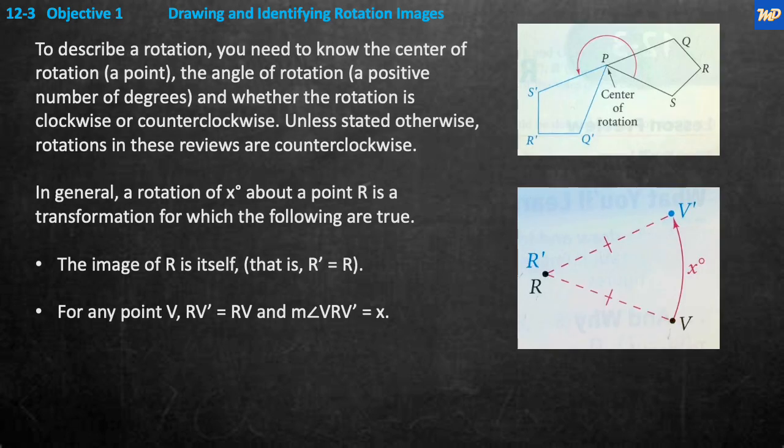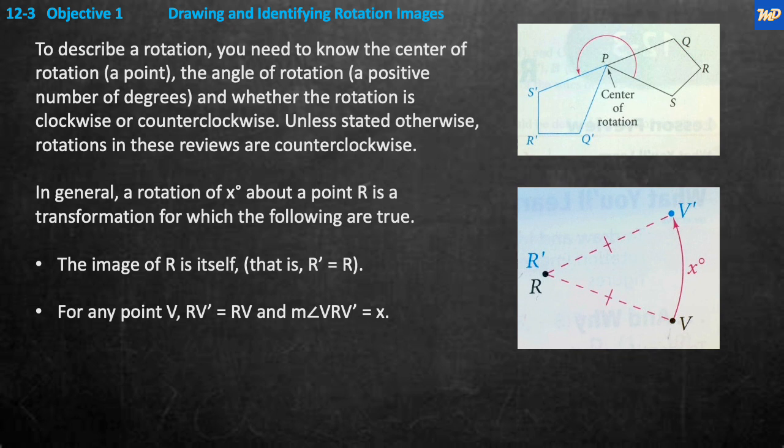Okay, objective 1, drawing and identifying rotation images. To describe a rotation, you need to know the center of rotation, which is a point, and the angle of rotation, which is a positive number of degrees, and whether the rotation is clockwise or counterclockwise. But in these reviews, unless otherwise stated, the rotations are always going to be counterclockwise.